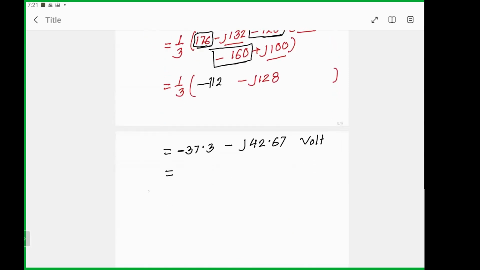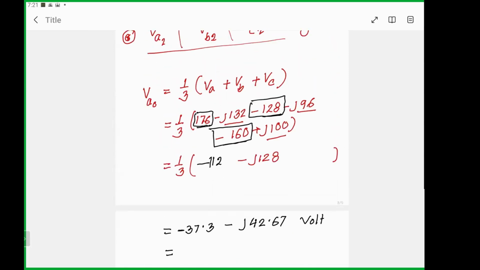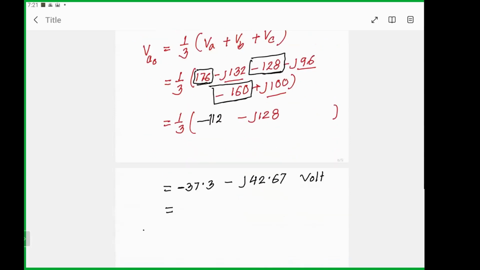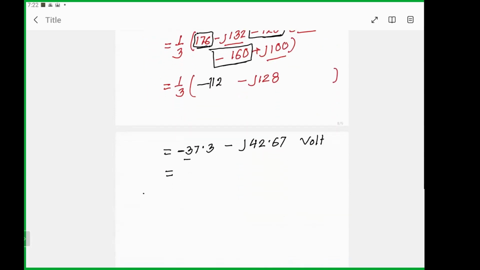So the next one is finding out VA. We have found V0, and here we can find the angle from this calculation. This rectangular form is giving you the angles, so we can find out the vector and the angle. So you can draw the rectangular form, draw the phasor diagram. We also need to learn how to draw the phasor diagram.